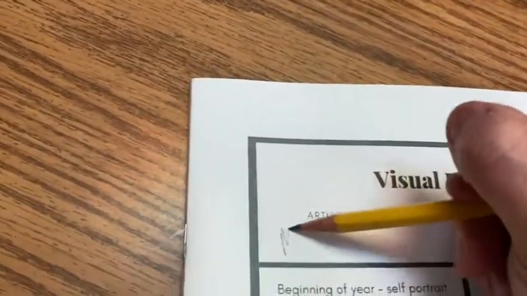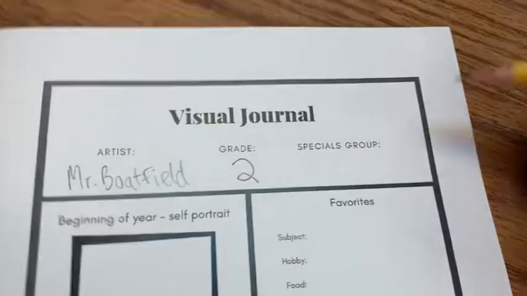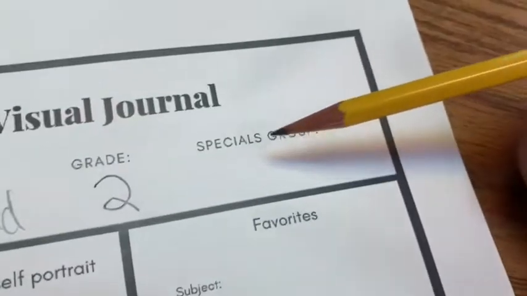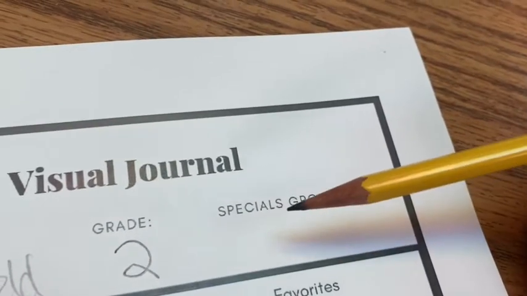All right, awesome. So artists, you're gonna put your name. I'm just gonna put Mr. Boatfield because, yeah, that's my name. Don't wear it out. My grade level, we're just gonna pretend that Mr. Boatfield's in second grade with you. So I put a 2. And then our specials group. People get confused with that. All this means is your class code. I'm going to help you with your class code again today. I'm going to pause the video. Just give me a thumbs up when you are ready, when you have your name, grade, and class code.